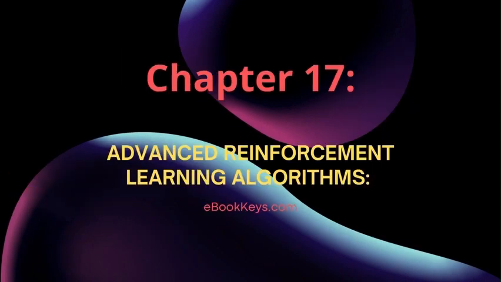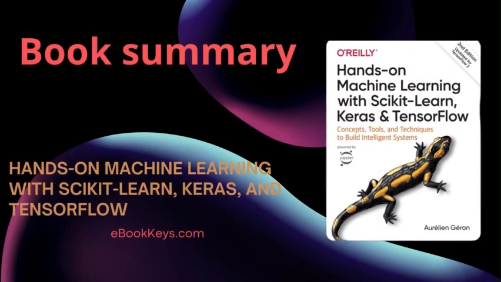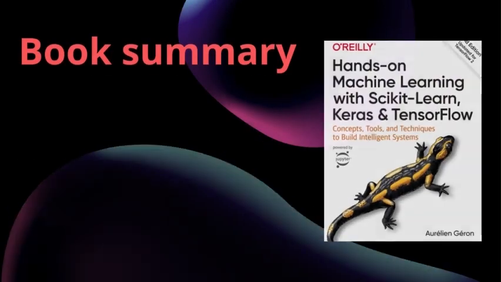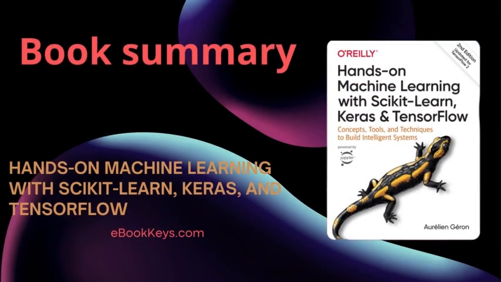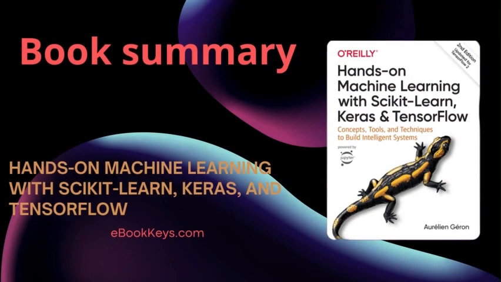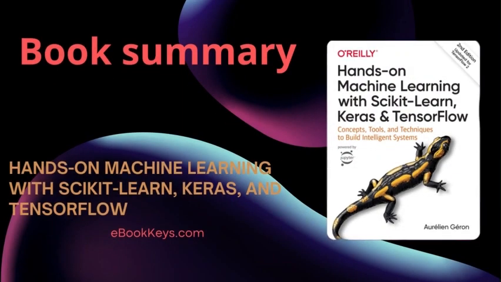Advanced Reinforcement Learning Algorithms. Dive into Chapter 17, Advanced Reinforcement Learning Algorithms, to explore advanced techniques and algorithms in reinforcement learning, such as Q-learning and policy gradients. It covers topics such as deep Q networks, DQN, proximal policy optimization, PPO, and Monte Carlo tree search, MCTS. You'll learn about the challenges of function approximation, the role of neural networks in reinforcement learning, and the trade-offs between exploration and exploitation.